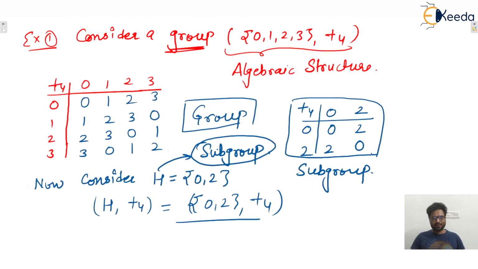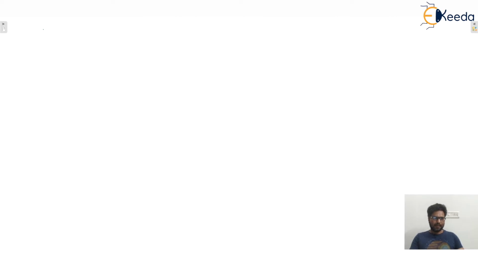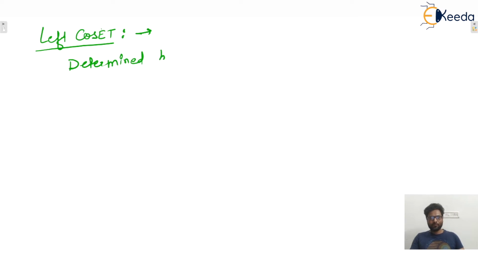So first we'll see what the left cosets and the right cosets are. We can check them one by one. Let's say first, the left coset. After that we'll check the right coset as well. So yes, we can say the left coset determined by 0, also determined by 1, determined by 2, determined by 3.